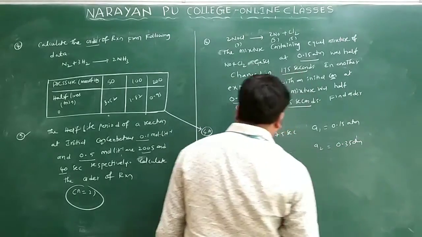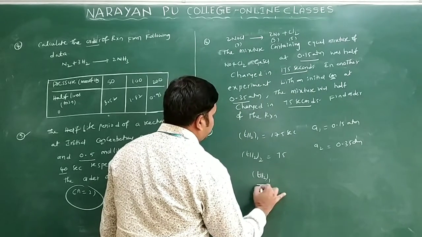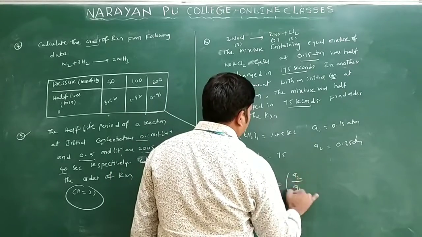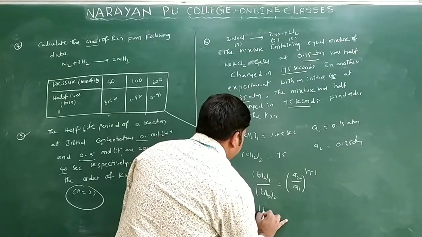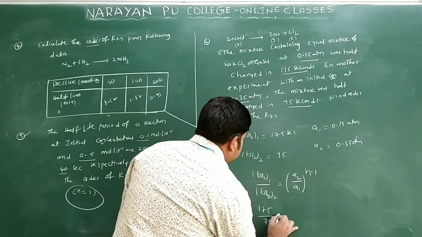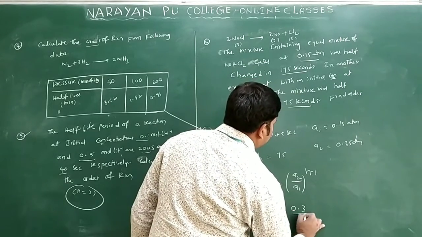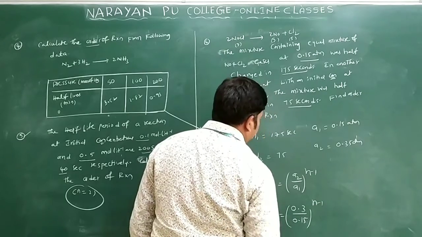So now what is the formula? T1 by T2 is equal to (A2 by A1) whole power n minus 1. Substitute the values. So this is 175 by 75 is equal to 0.35 by 0.15, whole power n minus 1.